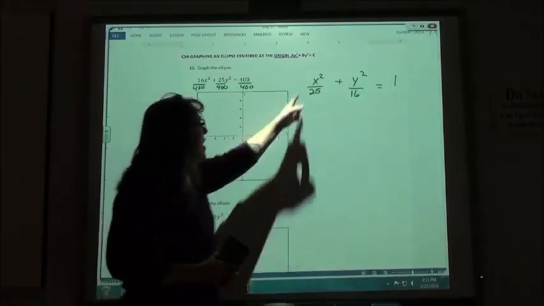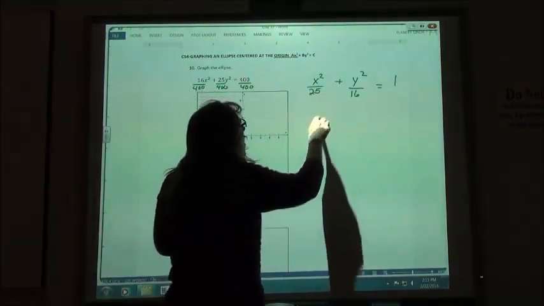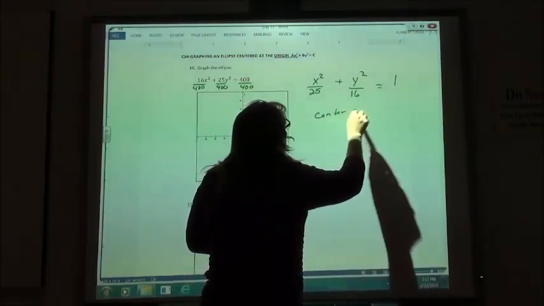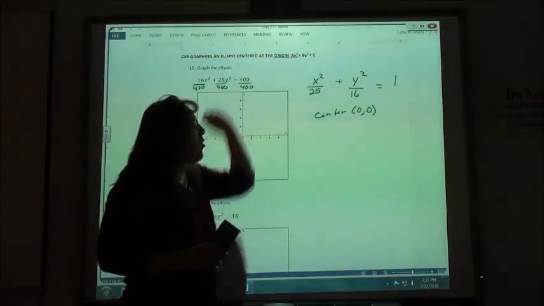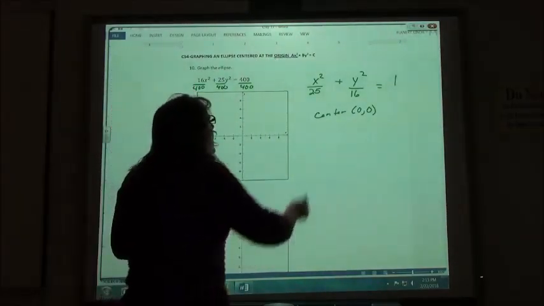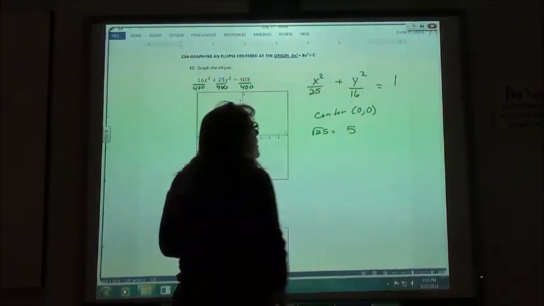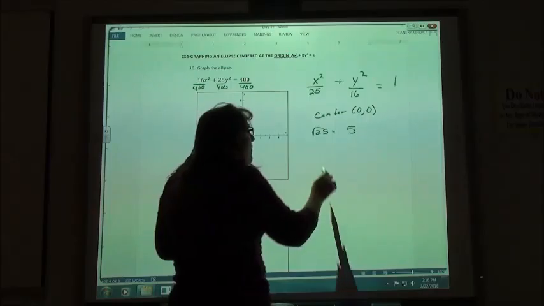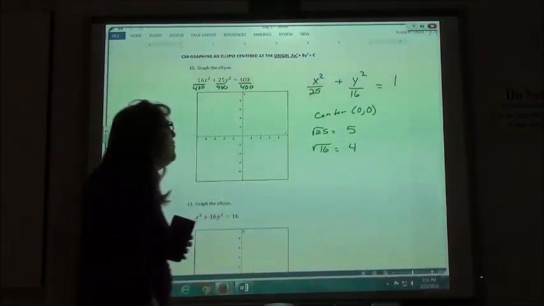So we won't have any parentheses on the top, which means we have a plain x squared and a plain y squared, so my center is at 0, 0. Well, by the name, centered at the origin, hopefully you already knew the center was going to be at 0, 0. So here I'm going to do the square root of 25, which means I'm going to open up 5 for my vertex. The square root of 16 is going to be 4 for my co-vertex.